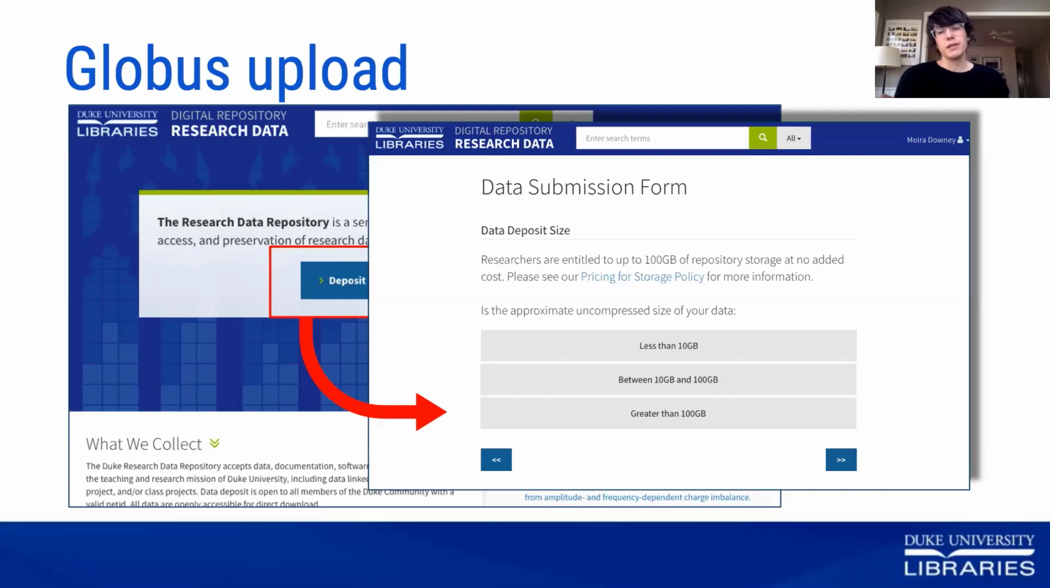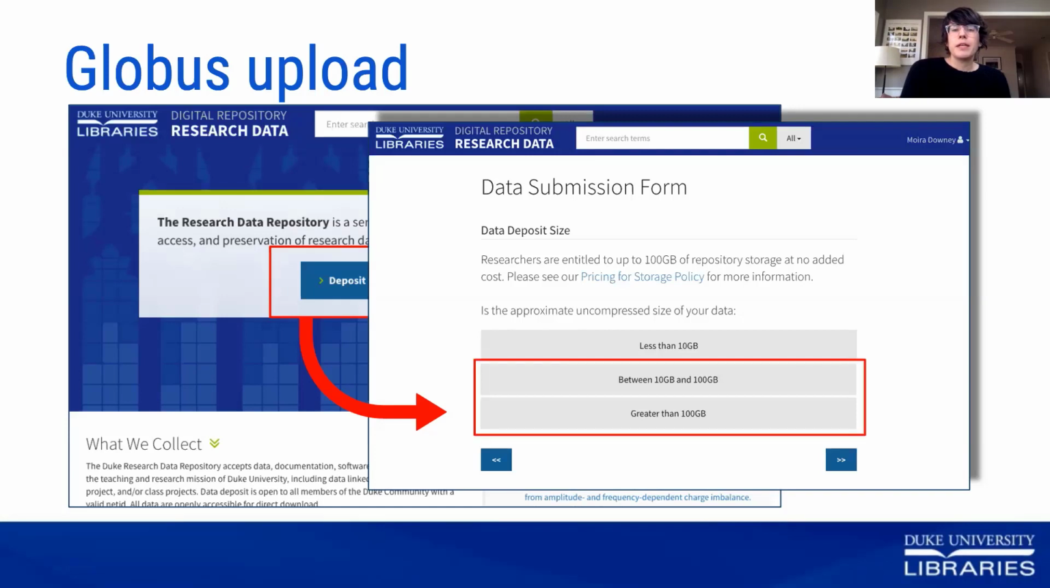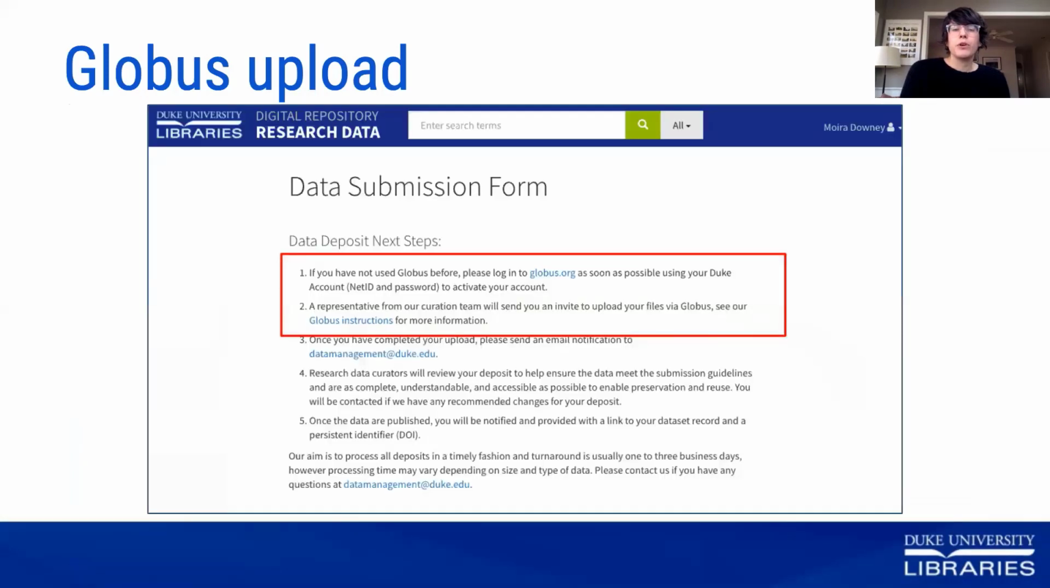So after a depositor completes the submission form, they'll receive an email asking to be sure that they have set up their endpoint. This will be followed by an invitation with a direct link to a specific collection on Globus that they can use to transfer their files to us.